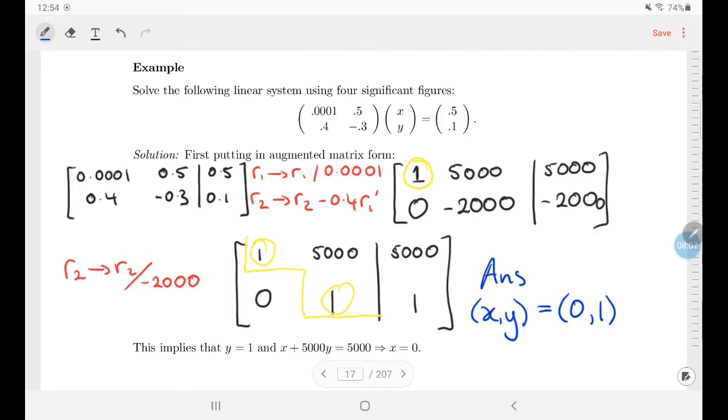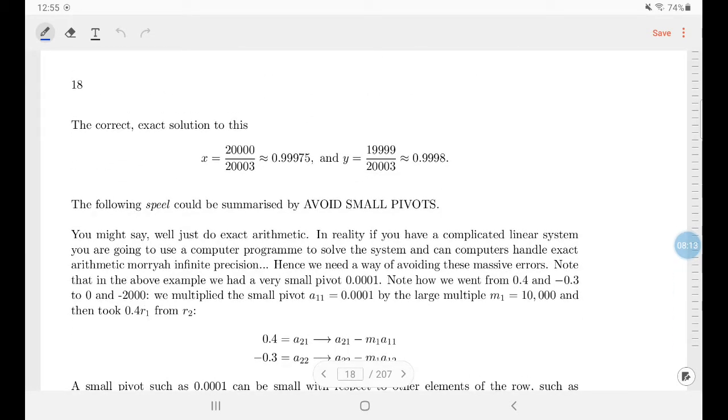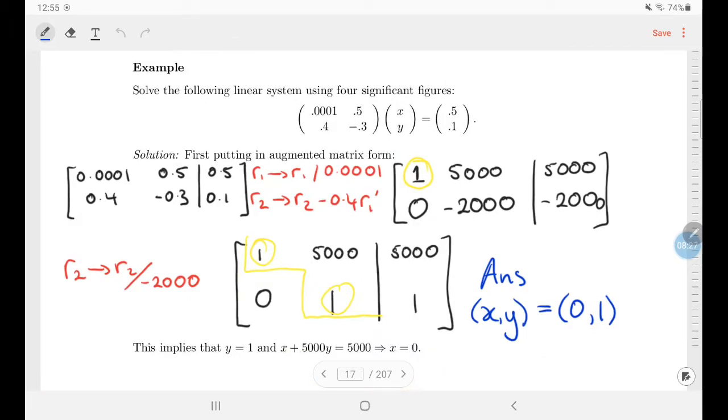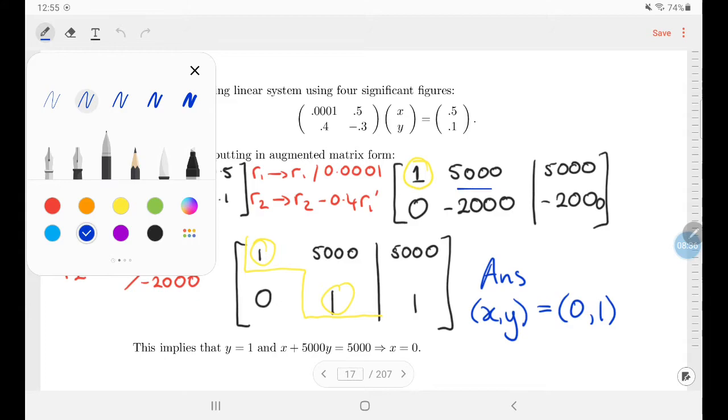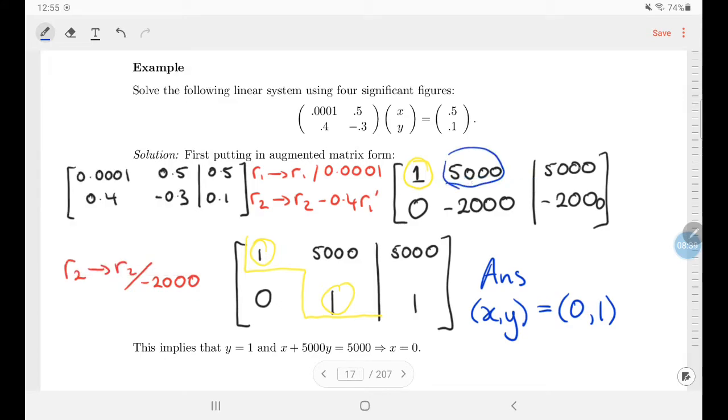Okay, now you're going to be in for a small shock, because that is miles off. It turns out the correct solution isn't 0 and 1, but both of them are close to 1. So the issue is the rounding. It causes mayhem here. Basically the issue is dividing by this 0.0001. What that does is it amplifies this 5,000 and this one. So these both get rounded because they're both really, really big. But actually they should be the same.